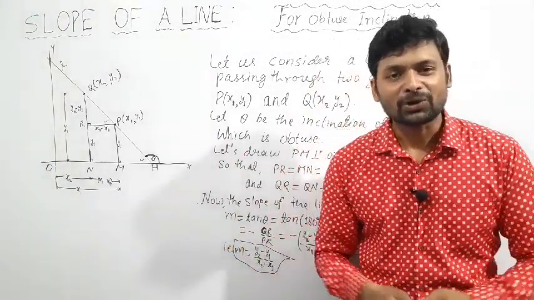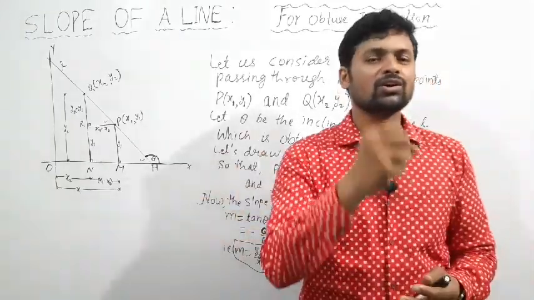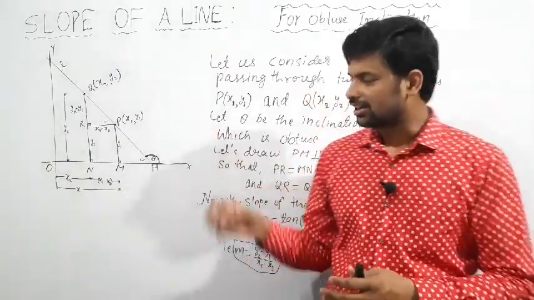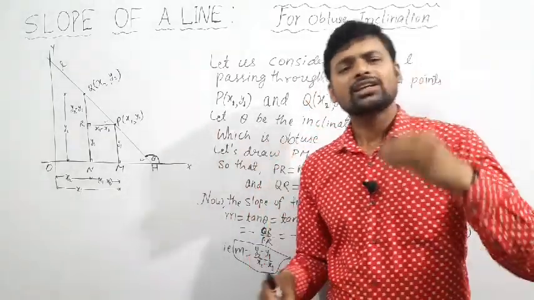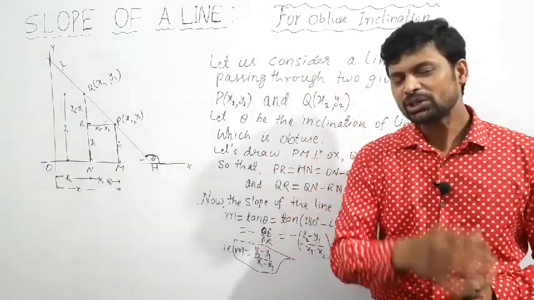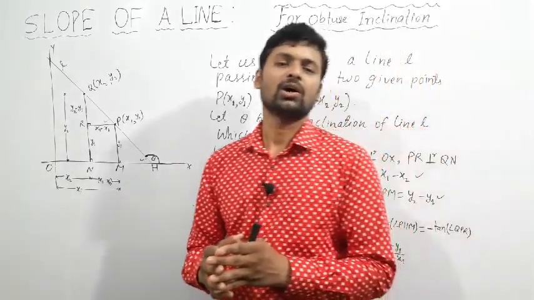So please go on practicing using questions on the slope of a line. Go on solving questions related to the slope of a line, either in the case of acute inclination, or obtuse inclination, or when two points are given on a straight line.